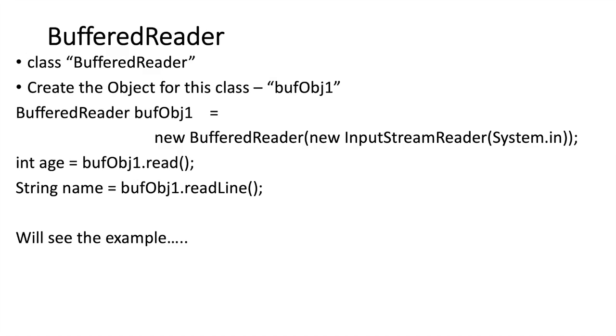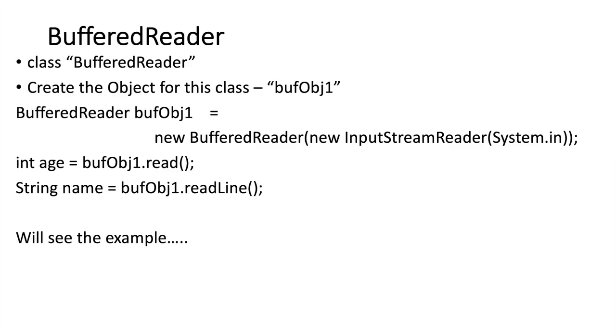So new, that is a reference. We are referring to the class InputStreamReader. Within the InputStreamReader, we need to get the input from the keyboard. That's why we are mentioning System.in. So now we need to get the input from the keyboard, and that will be given to the BufferedReader.